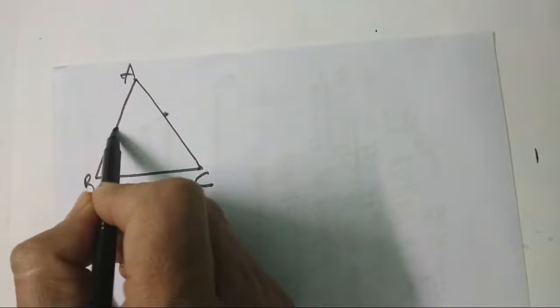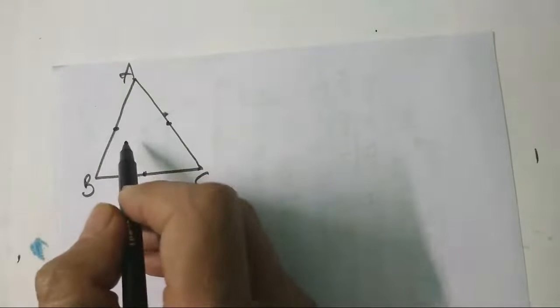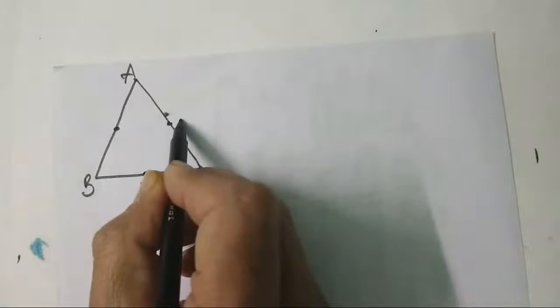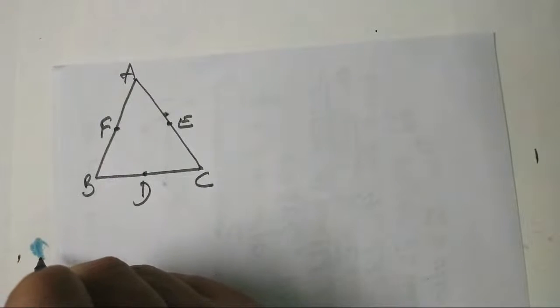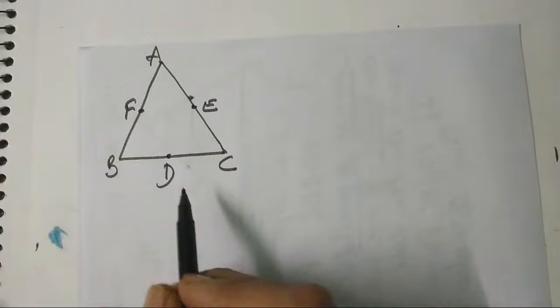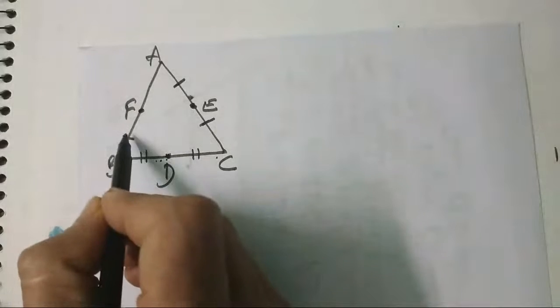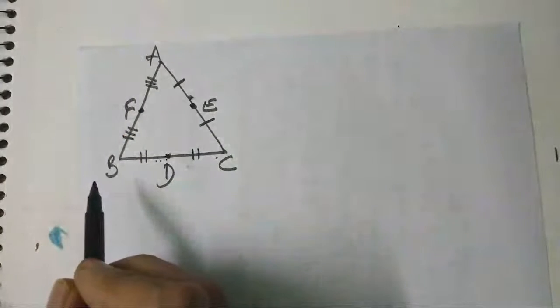The triangle is ABC, and it says that there are some midpoints given: D, E, and F. This question is normally given in most of the books. In the figure, D, E, F are midpoints of the triangle. So if D is the midpoint, then this length will be equal to this length. E is the midpoint, it means this length is equal to this length. This part will be equal to this part. This part will be equal to this part. And F is also a midpoint, so all the three parts are equal.